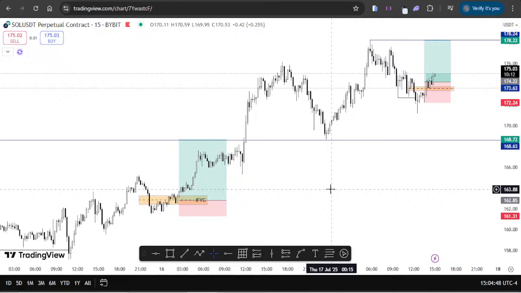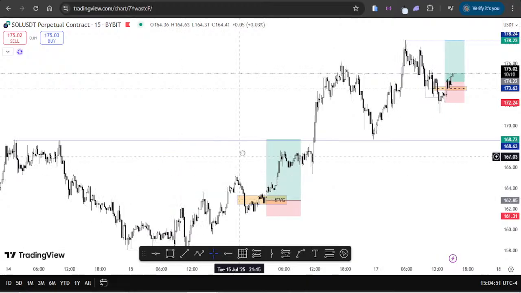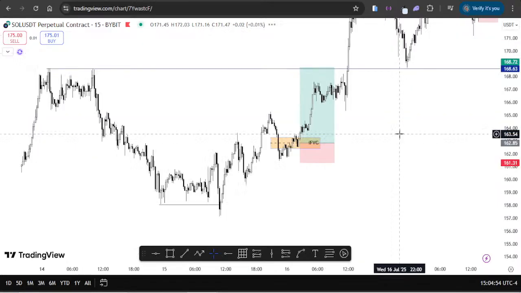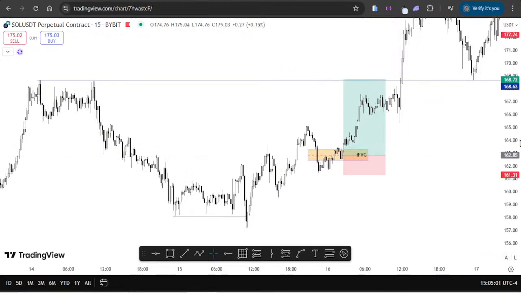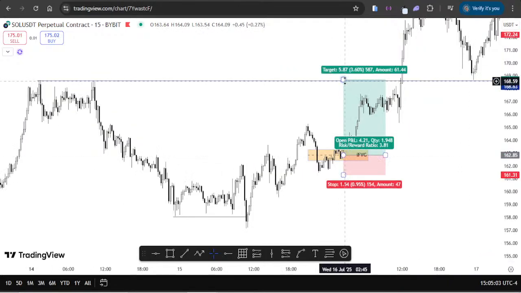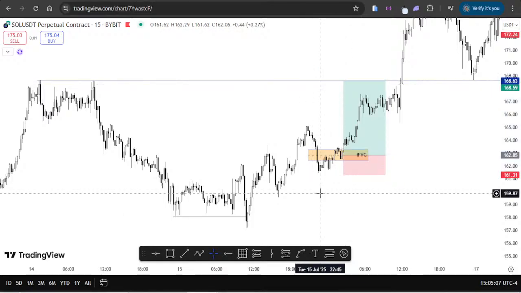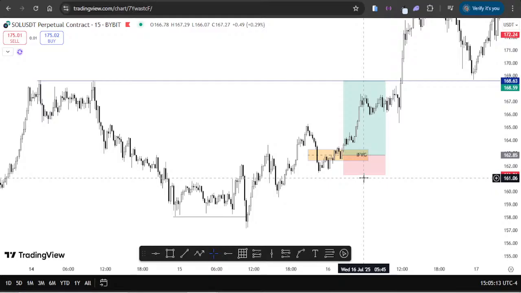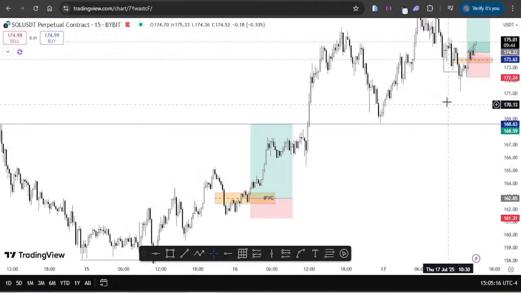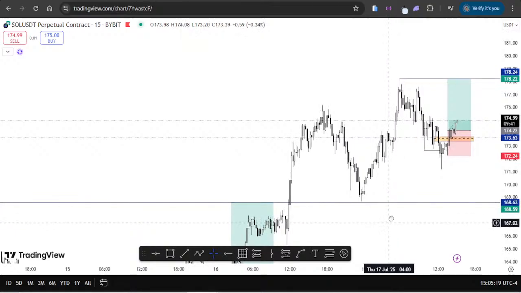So let me take your eyes to this point. This is the Solana USDT intraday framework for yesterday. Yes, this trade was my Wednesday trade, and on this one right here, guys.